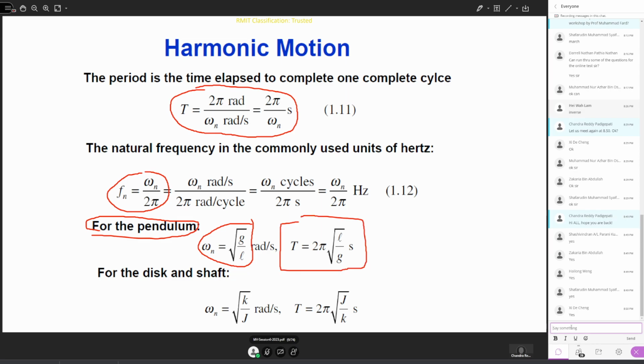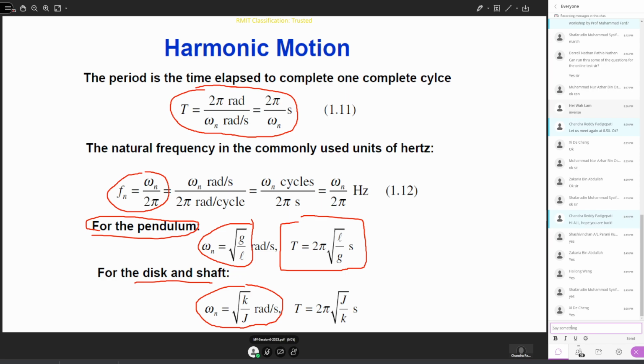Because period is 2 pi over omega n, and omega n is replaced with root g by L, you can write the period of the vibration as 2 pi root L over g for the pendulum. Now the same thing for a disc and shaft: you can write the natural frequency of the system for the disk, where mass is replaced with the mass moment of inertia, as the square root of k over the mass moment of inertia.